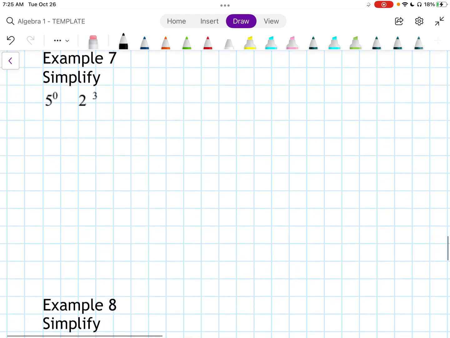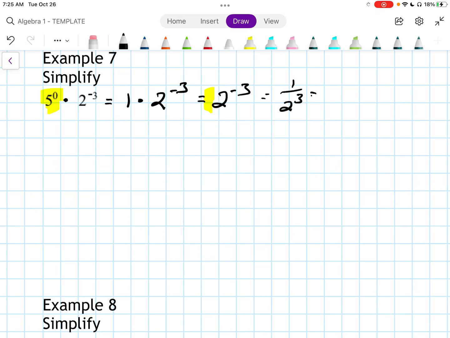Example number 7, this is 5 to the 0 times 2 to the negative 3. Well, 5 to the 0 is 1, so we could turn that into a 1 times 2 to the negative 3. Well, 1 times anything is just whatever the anything was, so this is just the same thing as 2 to the negative 3, right? Notice there, we had 5 to the 0, and it just goes away, all right? On homework and stuff, if you have something to the 0, it can just go away whenever it's in a fraction like this, right? 2 to the negative 3rd would be 1 over 2 to the 3rd, and 2 to the 3rd is 8, so this would be 1 over 8.